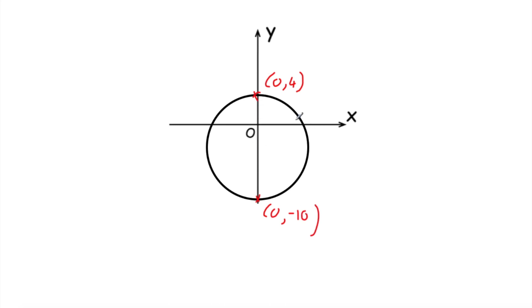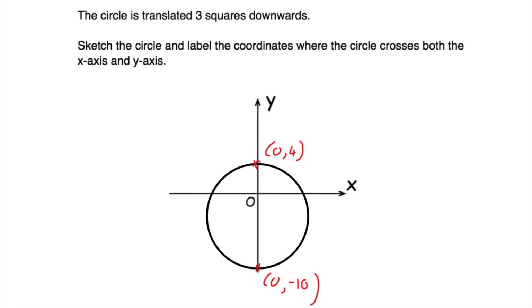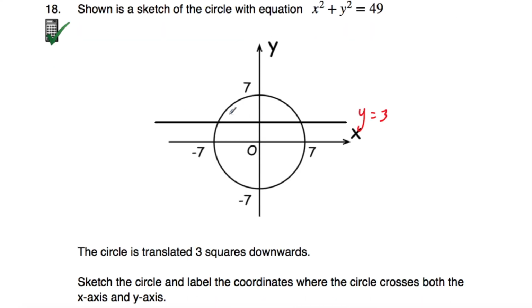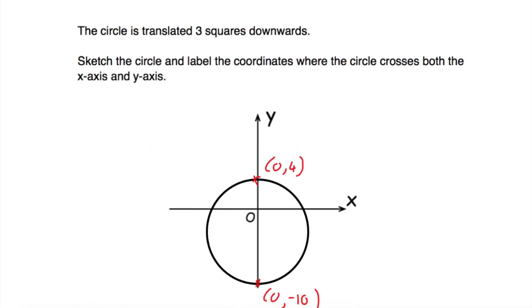Now let's find where the circle crosses the x-axis. What I'm going to do is go back up to the original circle, and I'm going to draw the line y equals 3. So if I draw the line y equals 3, it would look like this. So I've just drawn the graph of the line y equals 3, and as you can see, the circle crosses that line y equals 3 in 2 different locations, here and here. Now we've translated the circle 3 squares down, and it looks like that.